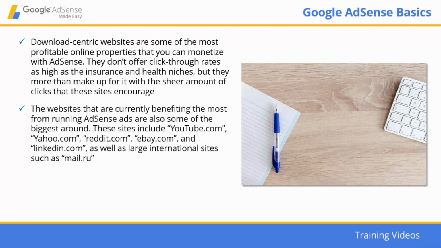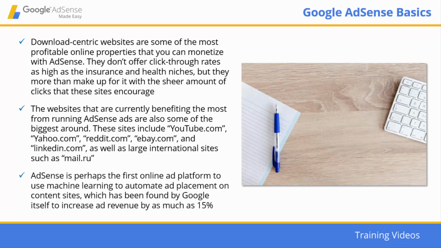The websites that are currently benefiting the most from running AdSense ads are also some of the biggest around. These sites include YouTube.com, Yahoo.com, Reddit.com, eBay.com, and LinkedIn.com, as well as large international sites such as Mail.ru. AdSense is perhaps the first online ad platform to use machine learning to automate ad placement on content sites, which has been found by Google itself to increase ad revenue by as much as 15%.